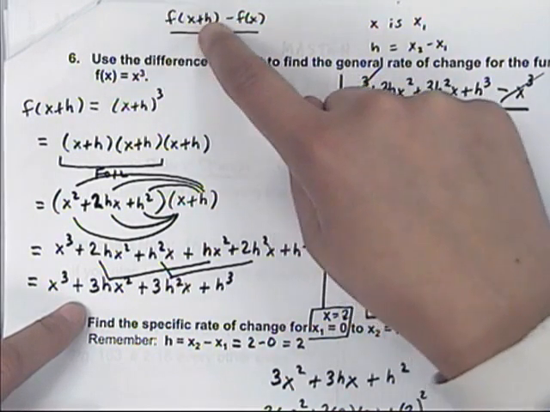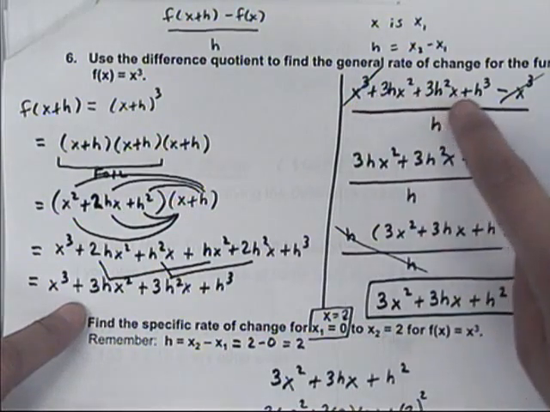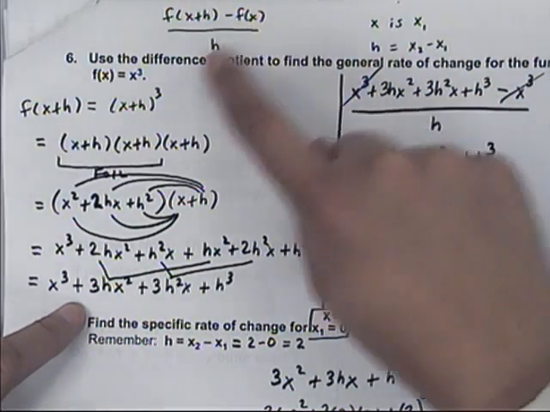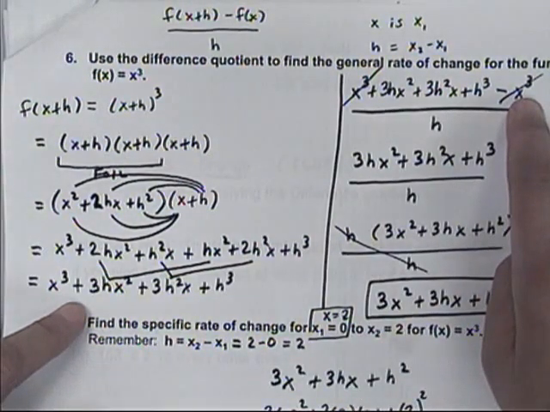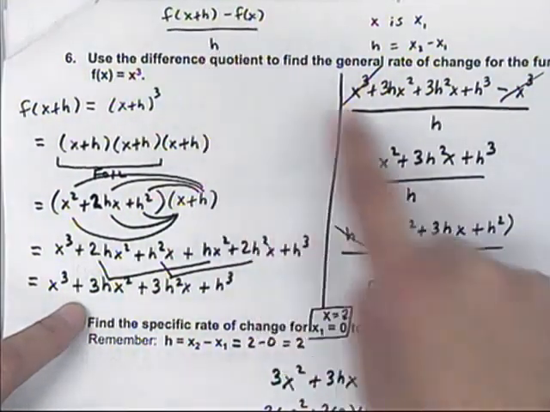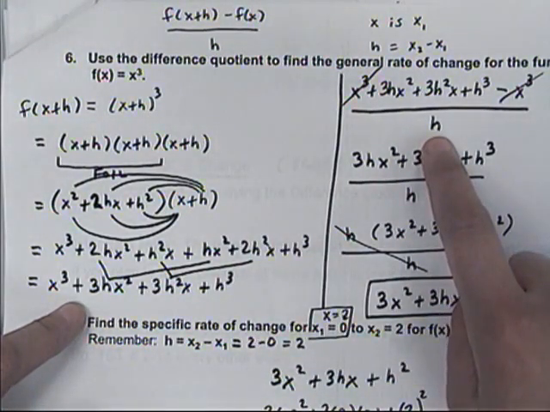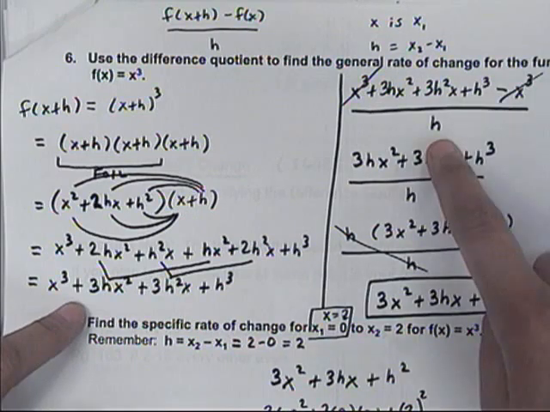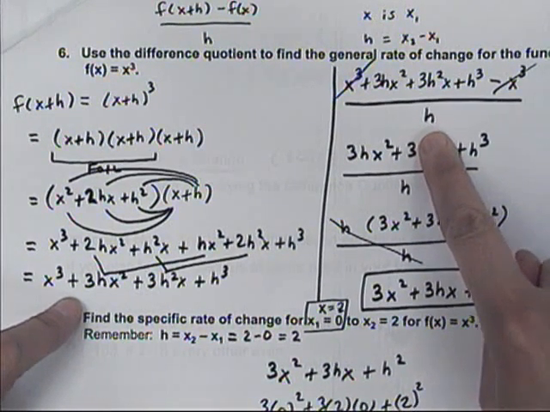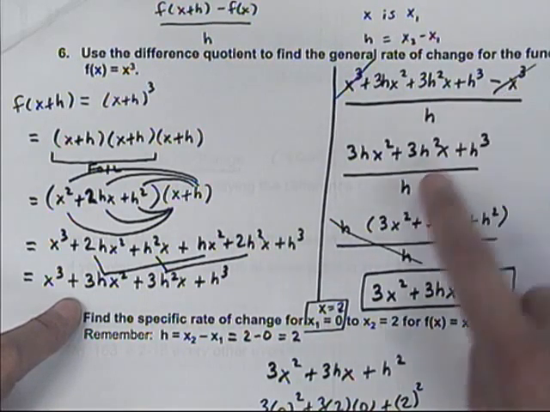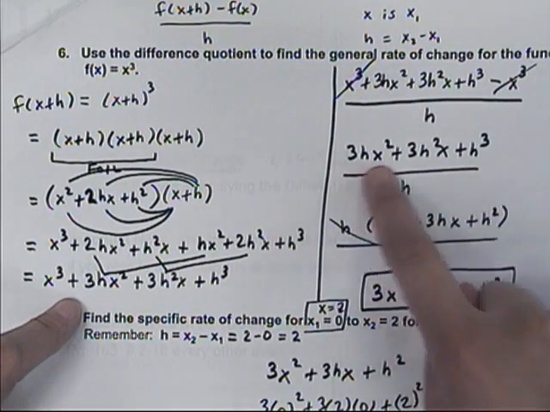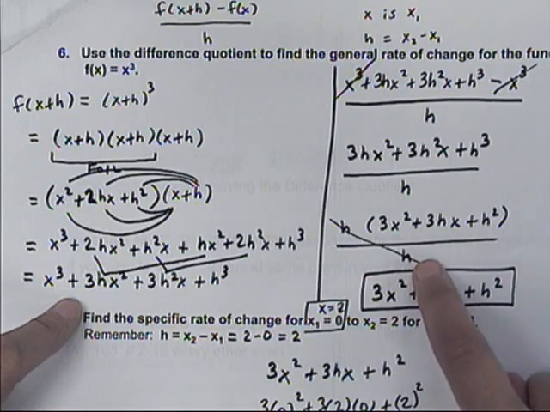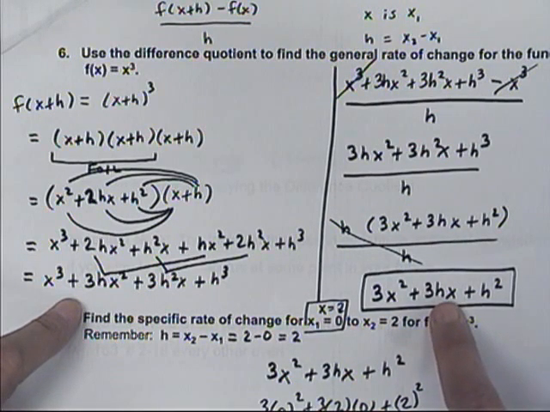So now that I have that first part of my difference quotient, I can write it here. I'm going to subtract f of x, which is just x cubed, which goes there, and writing the whole thing over h, I get started with actually solving the whole thing to find my difference quotient. So x cubed cancels with x cubed, and then I factor out an h from the numerator so that I can cancel it with the denominator to get my difference quotient there.